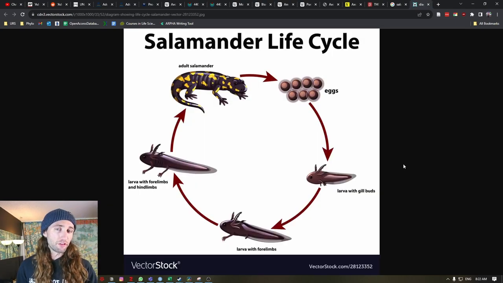As we can see from this figure here, many salamanders follow a life cycle of eggs to larvae to adults, much like frogs do. However, there are many species of salamander that stay in that larval stage. These are referred to as neotenic. They are staying in a larval stage. They are pedomorphic. They have juvenile characteristics through adulthood.